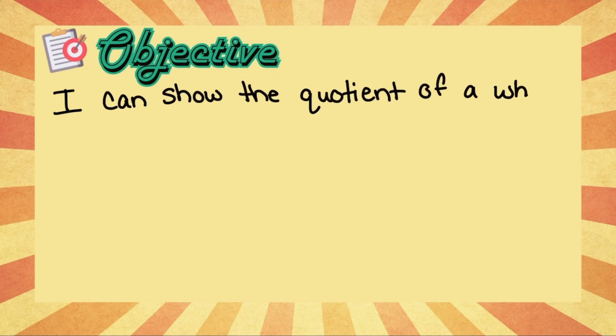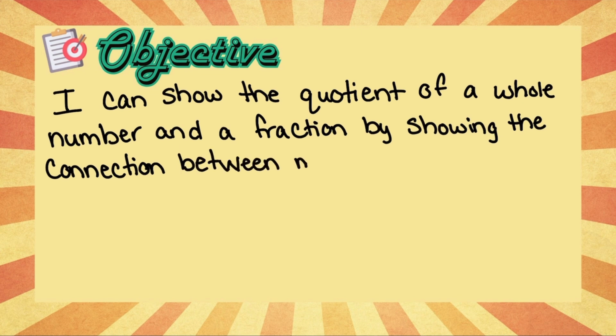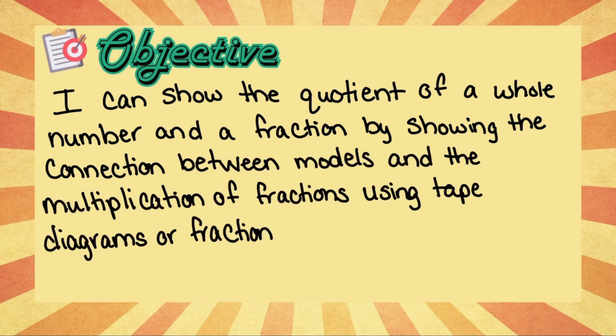Look at the objective. I can show the quotient of a whole number and a fraction by showing the connection between models and the multiplication of fractions using tape diagrams or fraction bars. As we learned in lesson 1, a quotient is the vocabulary word for the answer to a division problem.